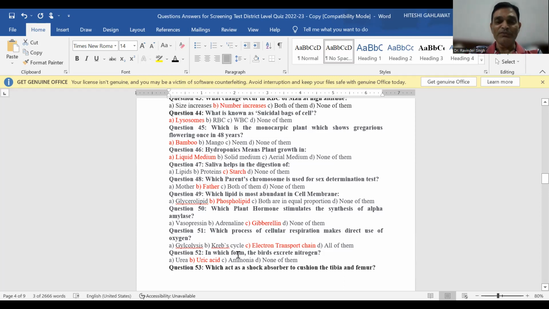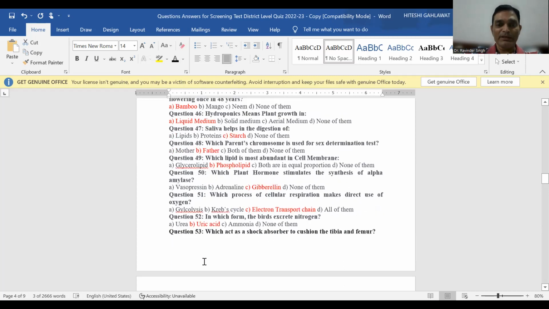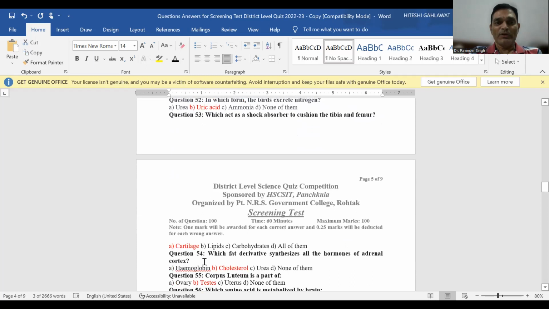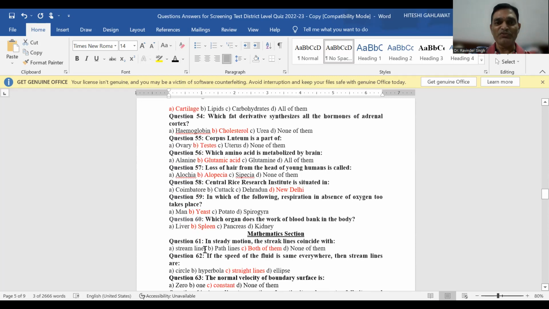Question number 52, in which form do the birds excrete nitrogen? That is the uric acid. That is a very important question. Question number 53, which acts as the shock absorber to cushion the tibia and the femur? That is the cartilage. Question number 54, which fat derivative synthesizes all the hormones of adrenal cortex? That is the cholesterol.